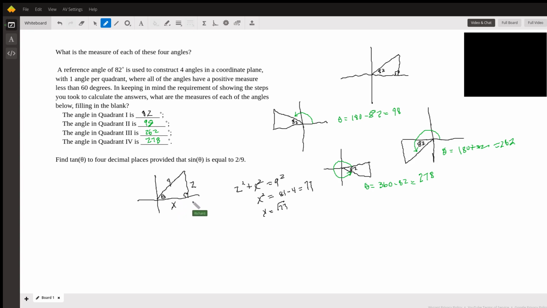Okay. So if we want to find the tangent here, tangent is opposite over adjacent. So it's going to be 2 over the square root of 77. We're not allowed to leave it like that. We have to rationalize the denominator. So we're going to multiply top and bottom by the square root of 77. That's going to give me 2 root 77 over 77. So that would be the answer here.